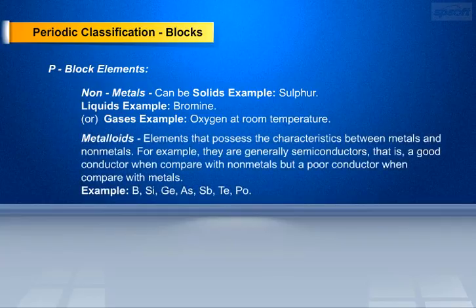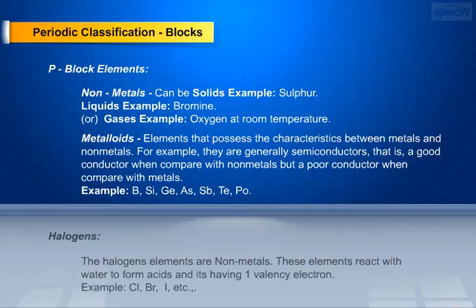Metalloids, elements that possess characteristics between metals and non-metals. They are generally semiconductors, that is, a good conductor when compared with non-metals, but a poor conductor when compared with metals. Example: boron, silicon, germanium, etc. Halogens. The halogen elements are non-metals. These elements react with water to form acids, and have one valency electron. Example: chlorine, bromine, iodine, etc.